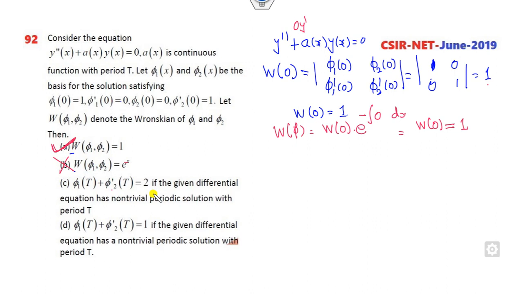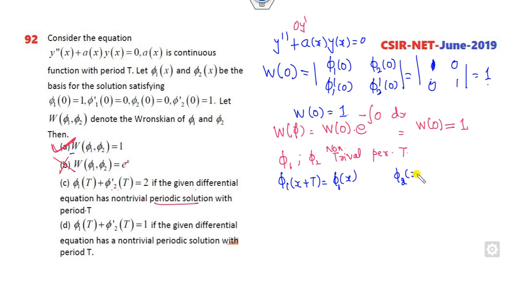Phi 1 and phi 2 satisfy this property such that phi 1 and phi 2 are non-trivial periodic functions of period t. What is the periodic function? This is the periodic function. This is for phi 1. This is for phi 2.